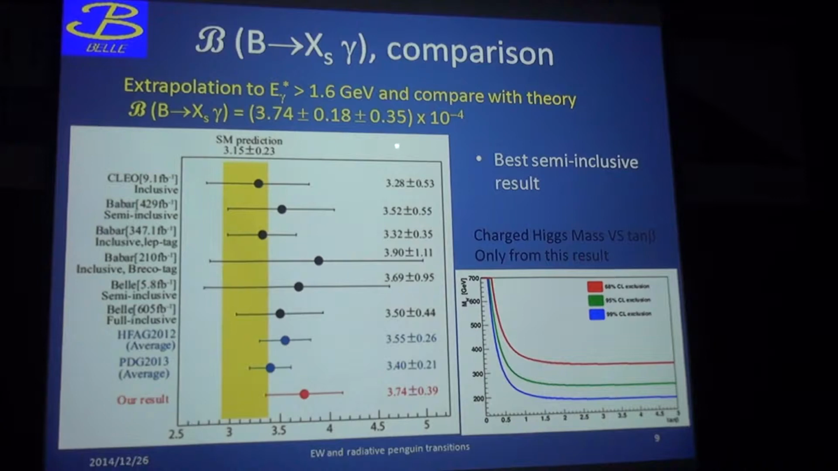So here you can compare our new results with other measurements. This is the best in this semi-inclusive approach. With this branching fraction, we can also exclude the charged Higgs as a function of tan beta at 68% confidence level, 95% and 99% confidence. I mean, the area below these curves is excluded.